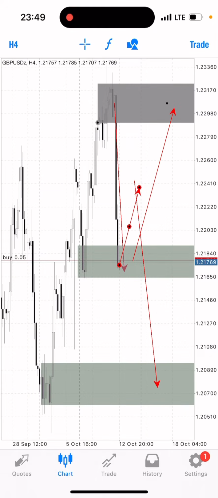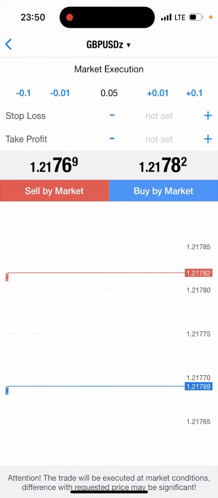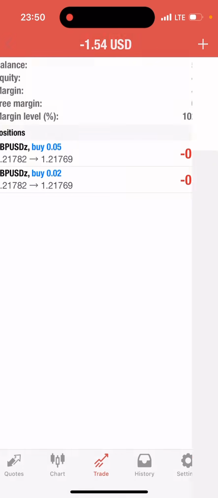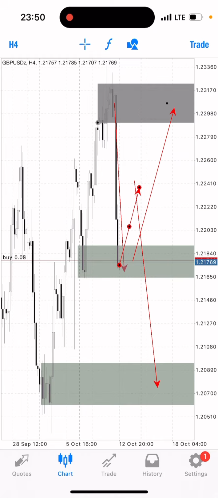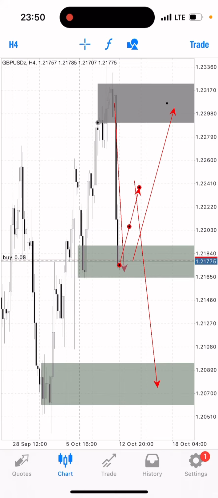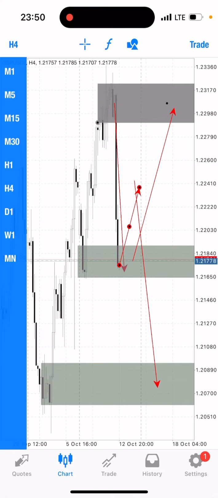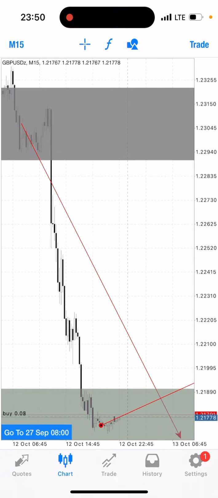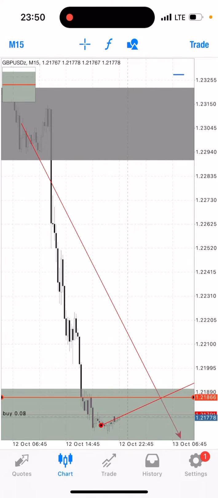So I'm taking my buy from this level. I've entered with 0.05 already, so I can add one more 0.02. This is the position I'll be holding for now, so that whenever the market starts going up, it will trigger more positions and it will maximize my profit. I'm going to place some pending buy orders. So let's switch to the 15 minute time frame so I can see where I'll place my pending buy orders.